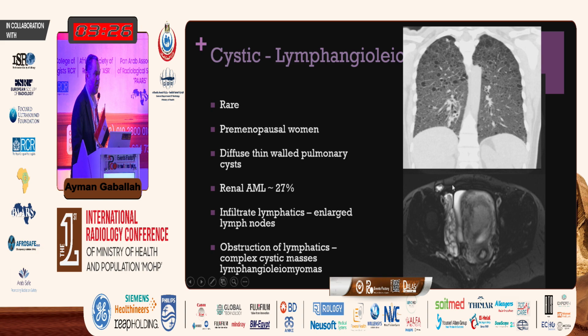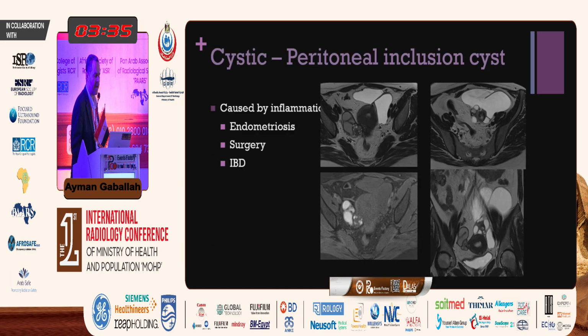So then we thought, you know what? I think the changes in the peritoneum were lymphangioleiomyomatosis as well, because we were unable to give contrast, MRI contrast, because of the early pregnancy. This is a peritoneal inclusion cyst, typically, especially with endometriosis. And you can see this patient has endometriosis.